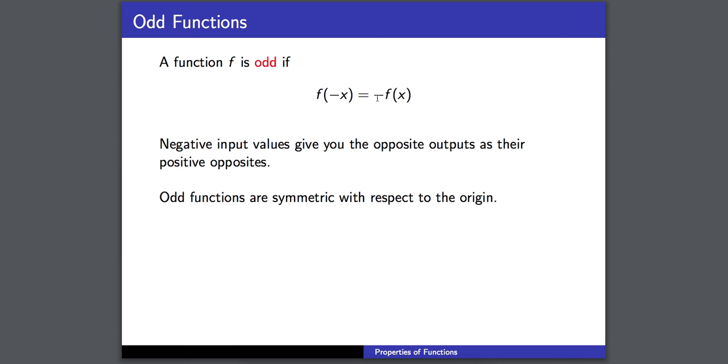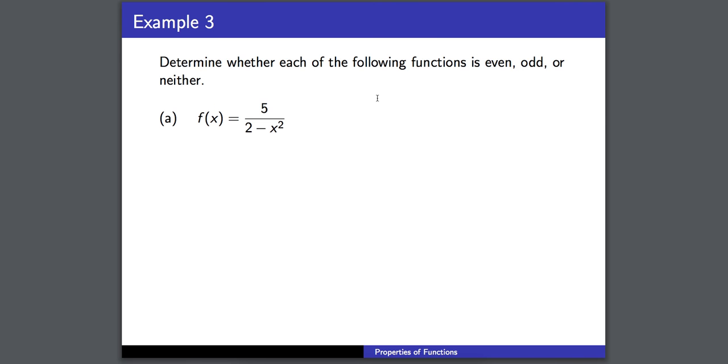Odd functions are symmetrical with respect to the origin. In other words, you could print it out, fold it once along the y-axis, and then a second time fold it over the x-axis. So fold it over the y, and then take that folded piece of paper and fold it over the x-axis, and you'll get the graph to align perfectly with itself. So even gives you equal outputs, odd gives you opposite outputs, and let's take a look at example 3.